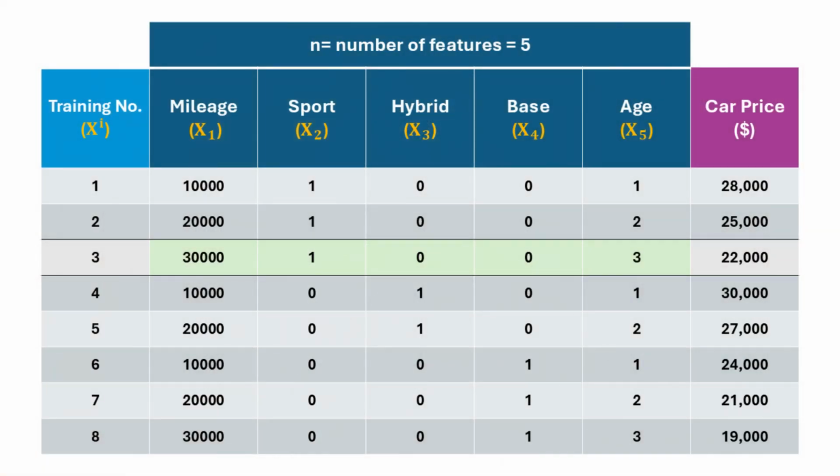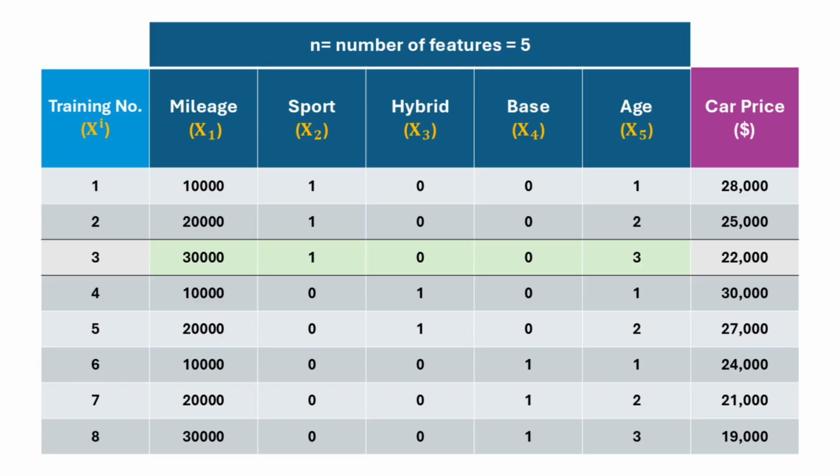Let us implement this for our car price example using Python. Let's look at our data. Here is our training data set. Each row represents one car, and each column is a feature the model learns from. That is mileage, car type, encoded as sport, hybrid, or base, and the car's age. The final column is the true car price, which is what our model is trying to predict using these inputs.